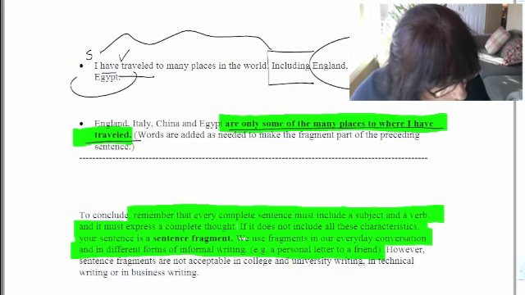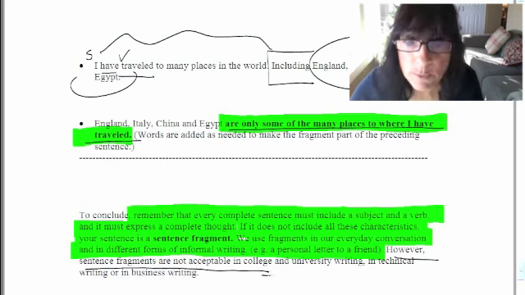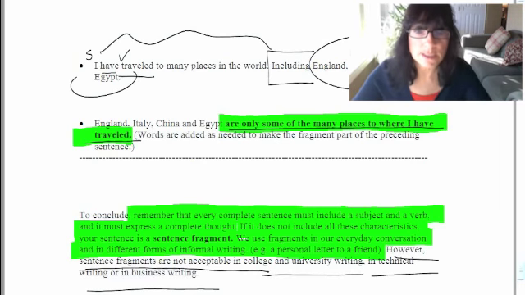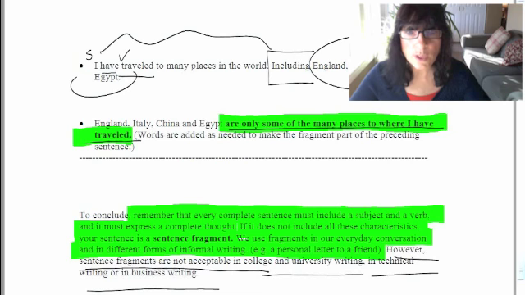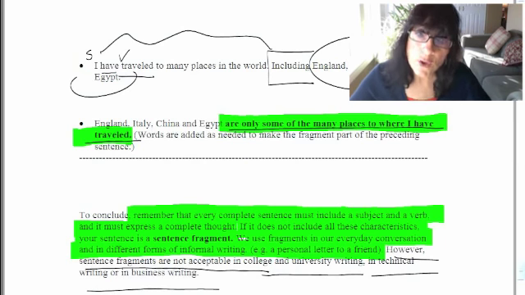However, please remember this, that a sentence fragment is not acceptable in any form of academic writing, in college and university writing, in technical writing, and in business writing. You're writing a business letter, you want to write any kind of a letter to a company or a letter applying for a job, you must make sure that you do not include any fragment errors.